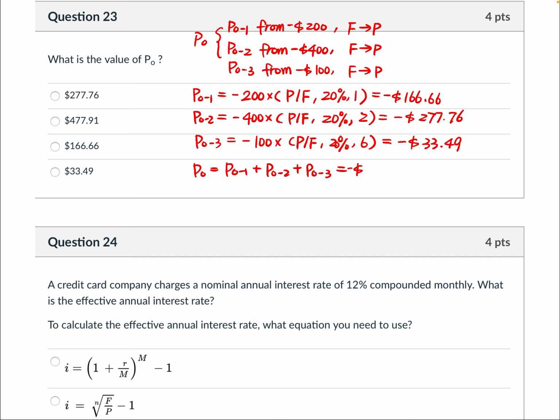The total is 477.91. Okay, so it's going to be this one.